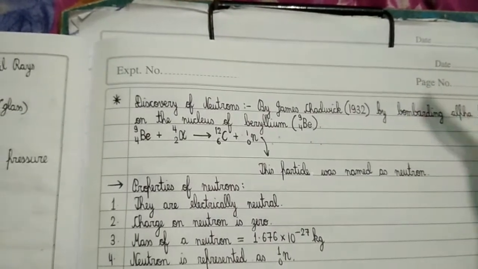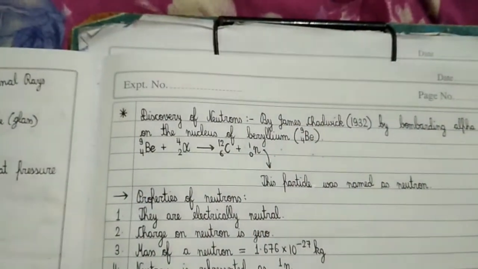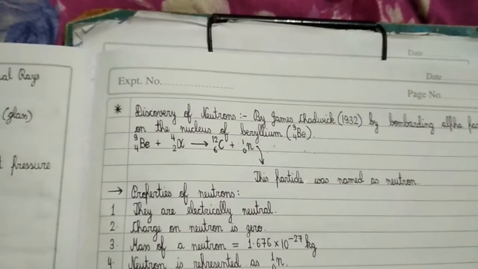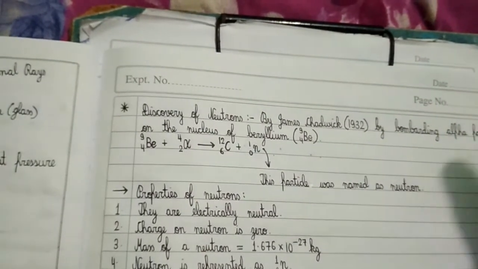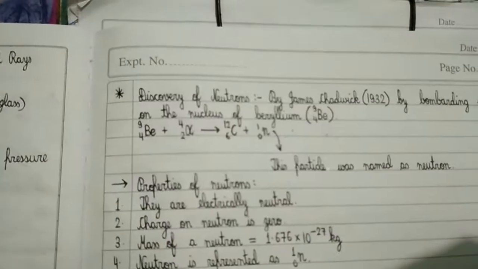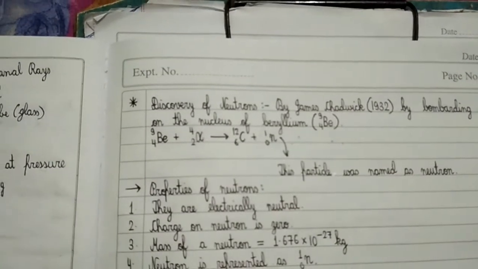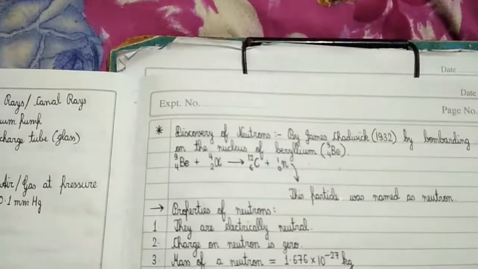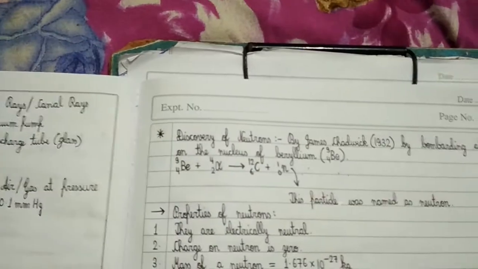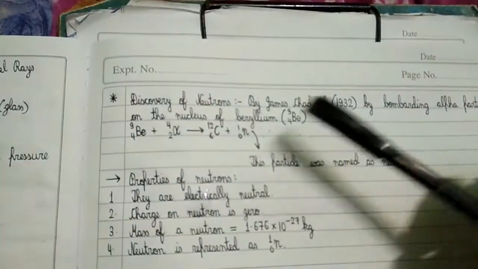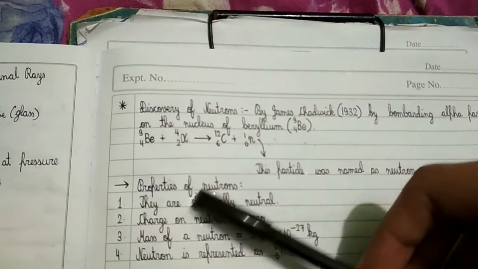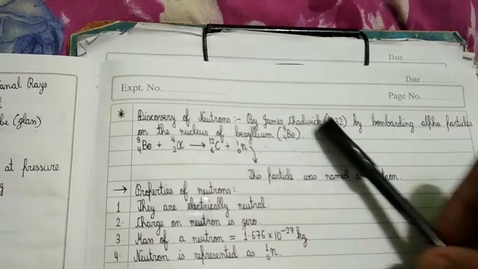For example, except hydrogen, if we take any gas like helium, helium has 2 protons and 2 electrons. Now if we add the masses of these, still the actual atomic mass of helium was not coming out. So there must be some other particle which is not a proton, not an electron, but has the same mass as a proton, and that particle was later discovered as the neutron.